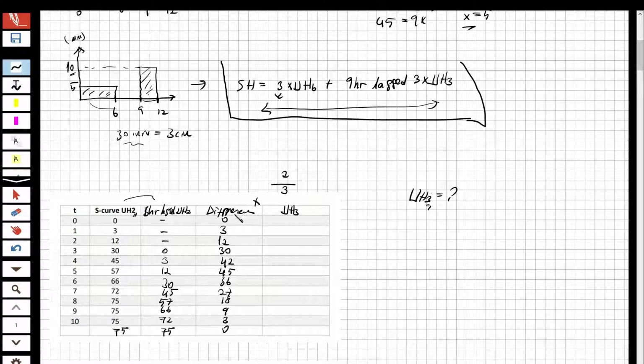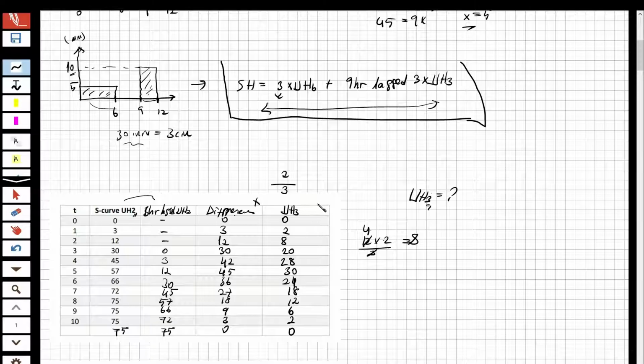I'm going to multiply these differences with 2 over 3. So let's multiply it. This is going to be 0, this is going to be 2, 8, so 12 multiplied by 2 over 3 is 12 over 3, 4, multiplied by 2, 8. So this is going to be 8. Let's do it for here, 20 and 42, 28, and 30 is 45 is 30, and this is 24, this is 18, 12, 6, and 2 and 0.